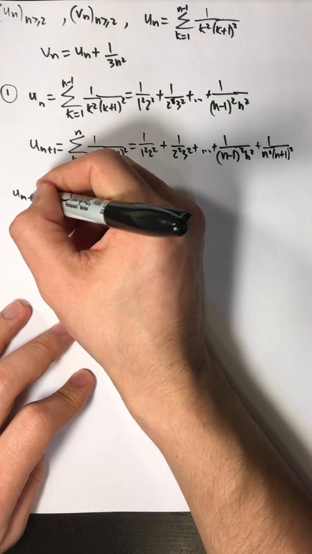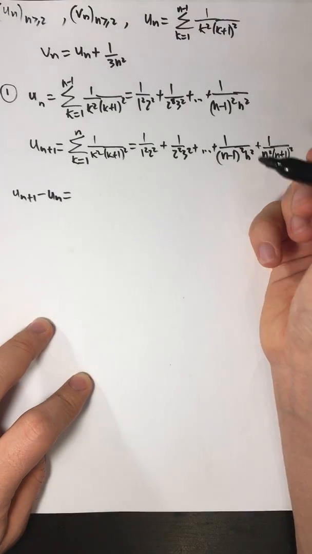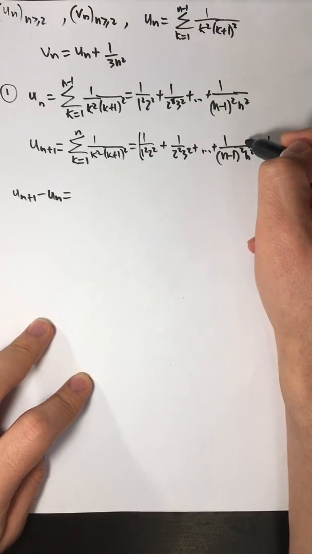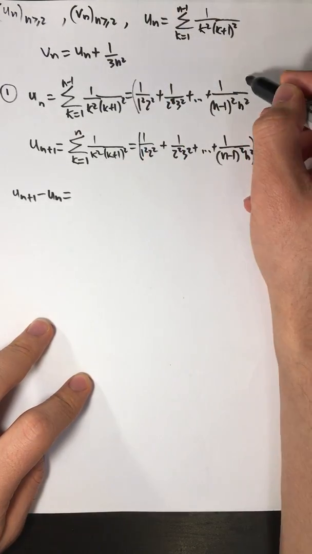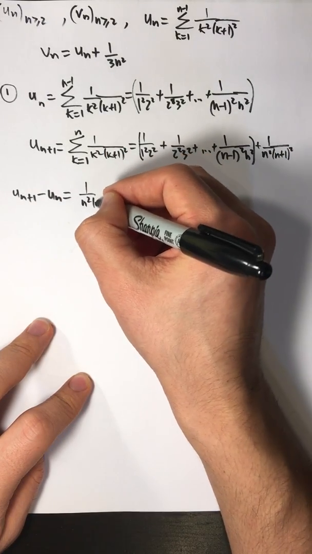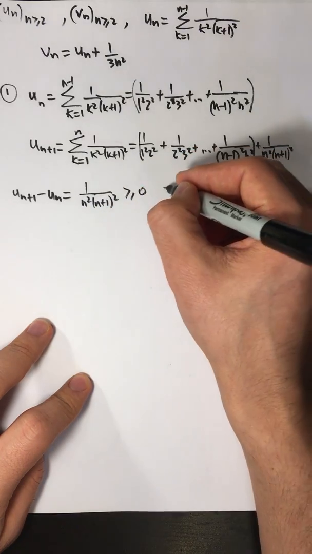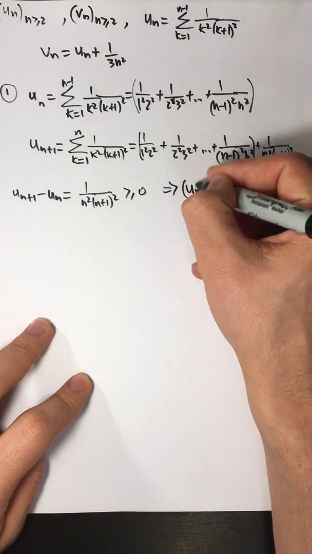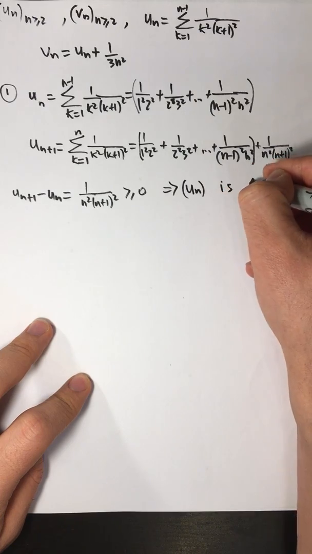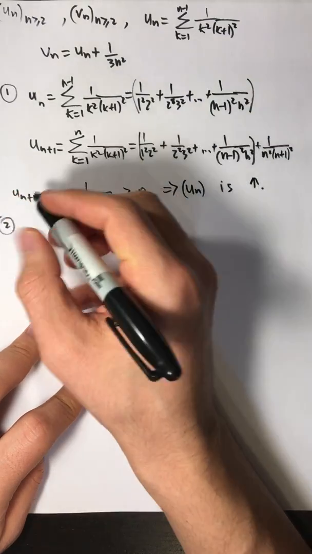And now Un plus 1 minus Un is equal to this one and this one, the same terms will be cancelled. So 1 over n square, n plus 1 square, and this is more than or equal to 0. It means Un is increasing. This means increasing.